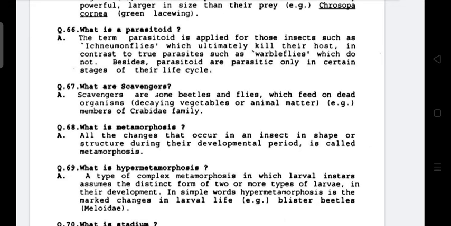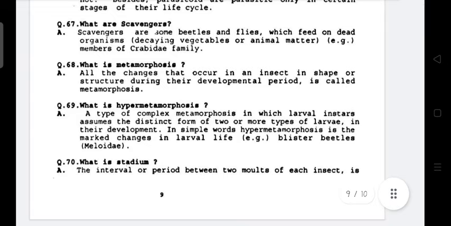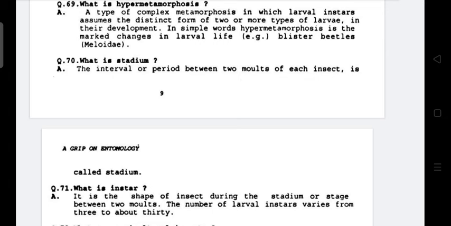What is metamorphosis? Metamorphosis is the changes that occur in an insect, in shape, in structure, anything regarding development from egg till adult formation. All the changes that occur in an insect in shape or structure during their developmental period are called metamorphosis. Next, what is stadium? The interval or period between two molts of each insect is called stadium.